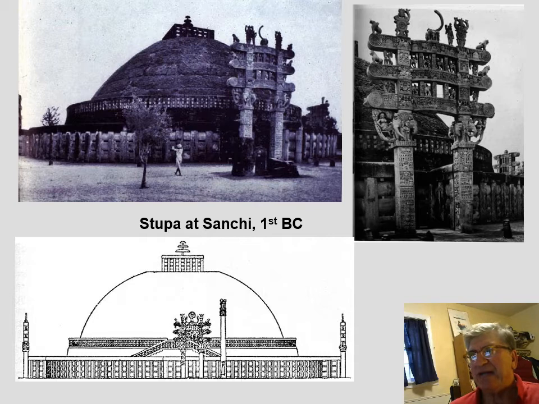So here is the great stupa at Sanchi, dates to about the 1st century BC in its final state. You have the mound with various features up on top. The main one at the top is supposed to symbolize the Bodhi tree under which the Buddha received his transcendental experience.